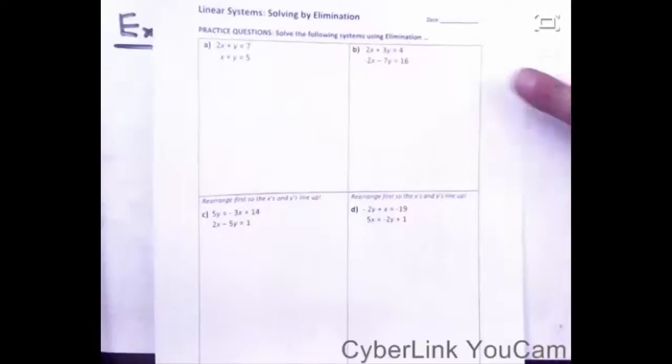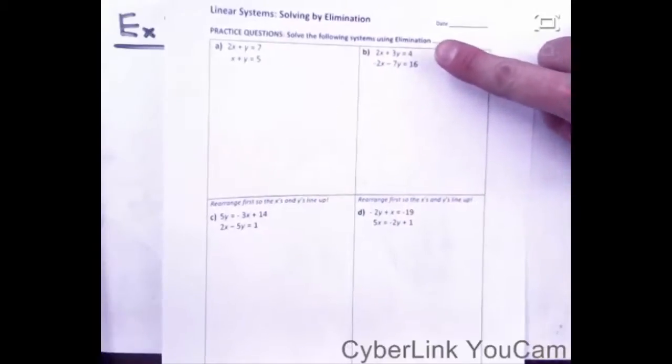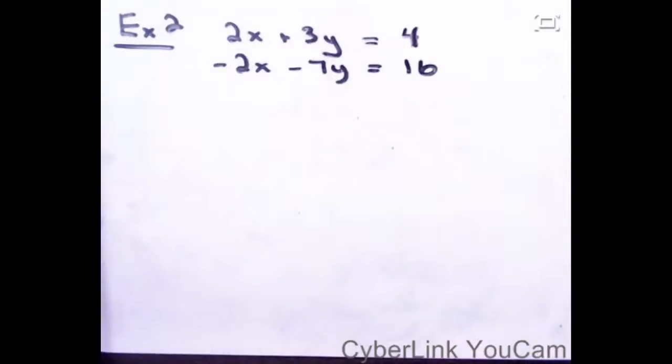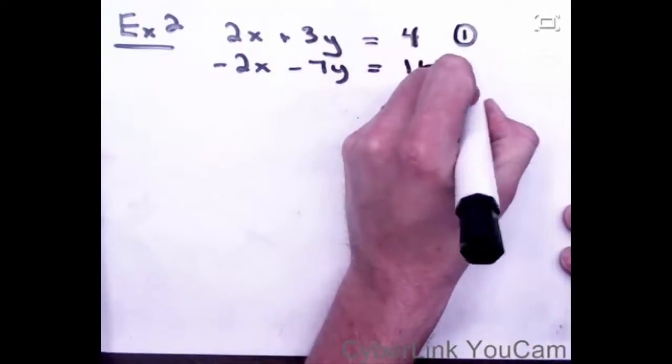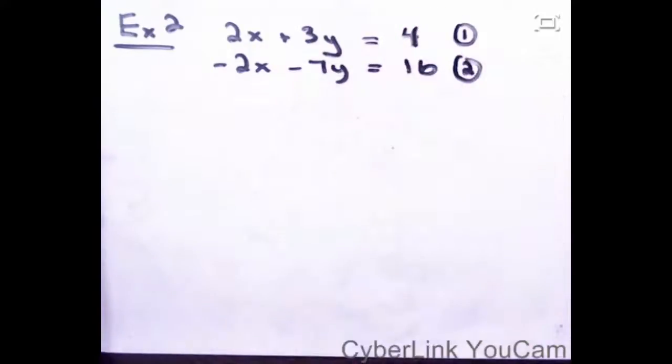Okay guys, let's continue on. We'll do this second example. Here we go. Again, we have two equations. Label them, always label them. That's 1, that's 2. We're going to use elimination.